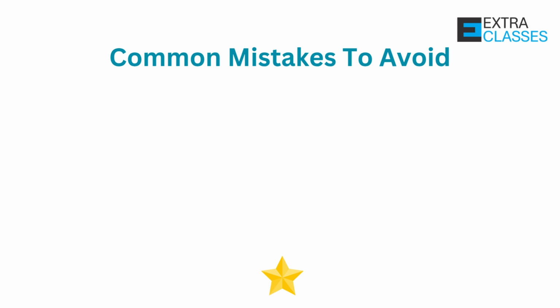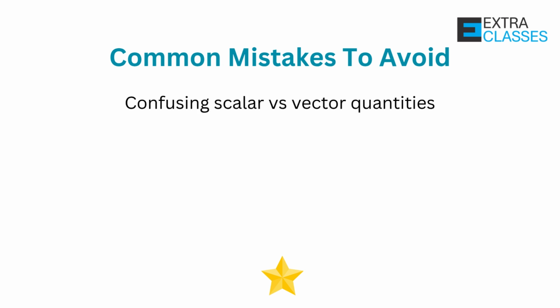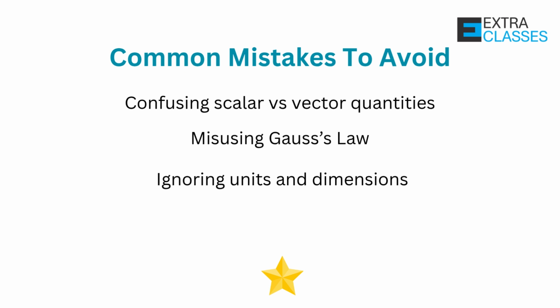Most students make these mistakes. Confusing scalar versus vector quantities. Always check direction in vector problems. Misusing Gauss's law. It only works for high symmetry situations. Ignoring units and dimensions. Sometimes NEET asks direct unit questions. Avoid these pitfalls and your accuracy will improve.